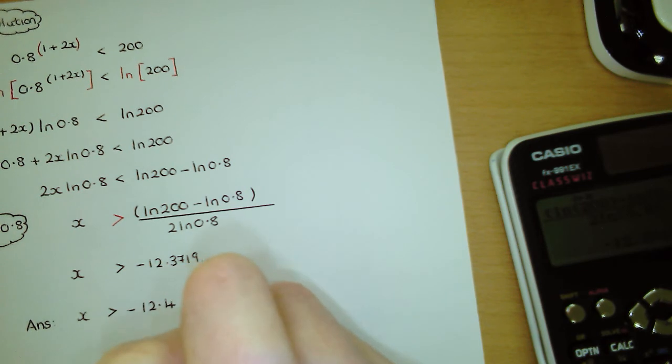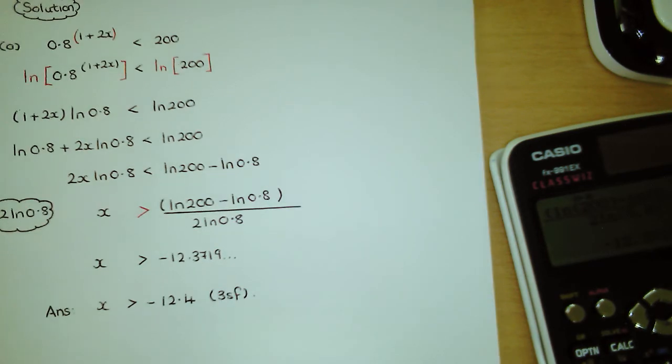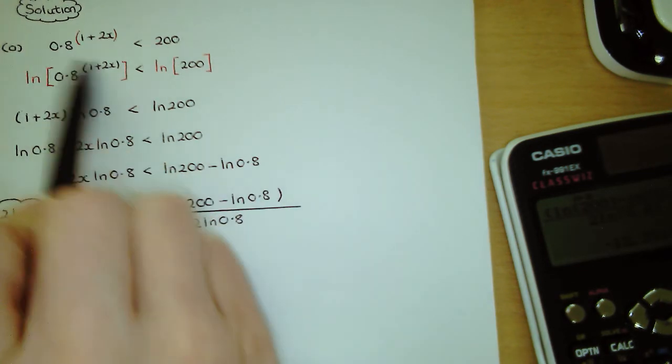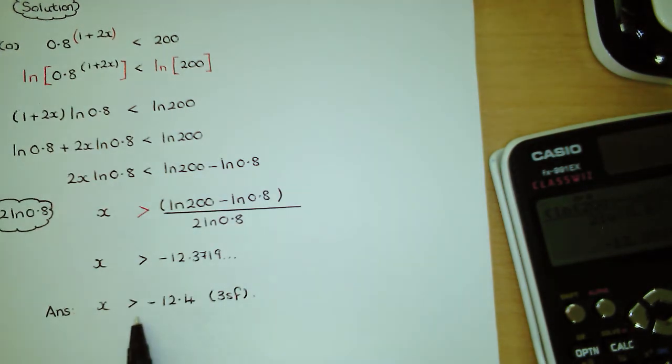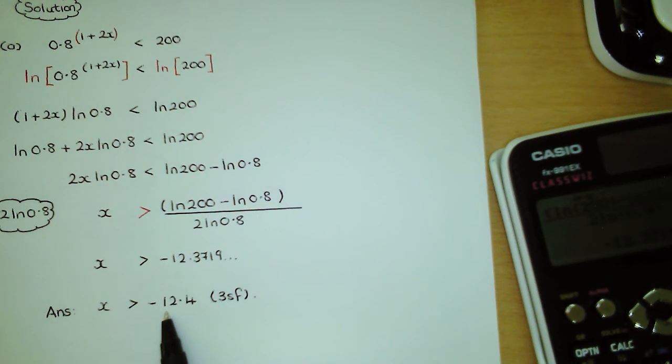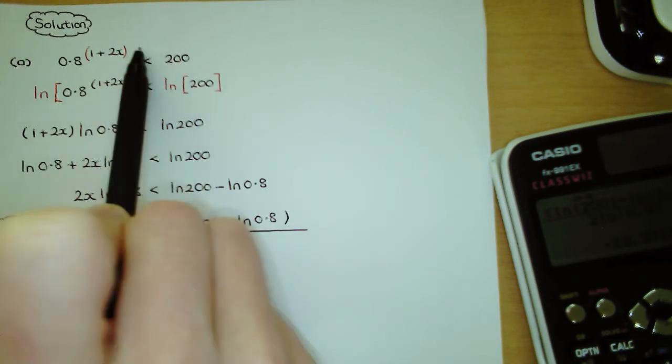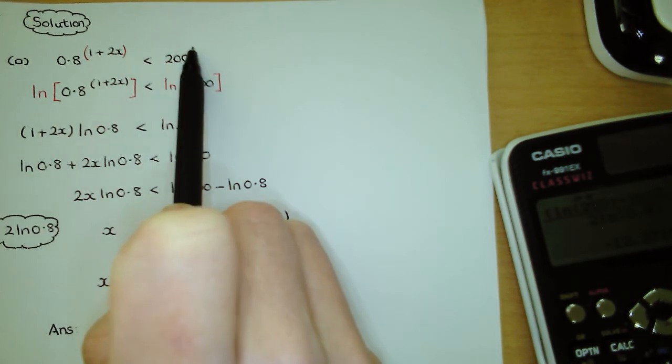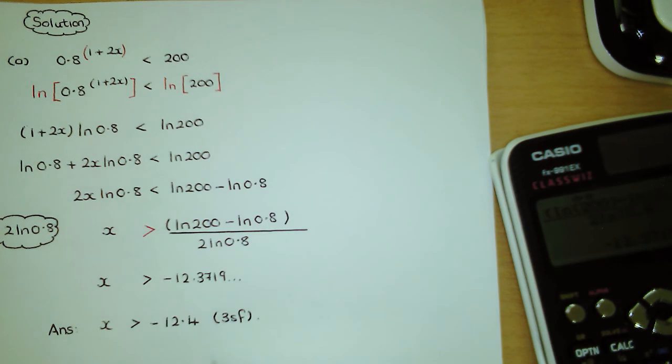Now, you can check your answer. In other words, the solution for this original inequality is any x value bigger than minus 12.4. So if you sub in any x value bigger than minus 12.4, this inequality should hold. In other words, the left-hand side should be less than the right-hand side. You could then experiment by subbing in a value of x which is smaller than minus 12.4 or minus 12.4 itself, and you'll find that that inequality won't hold.